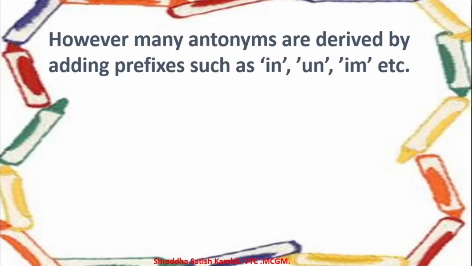However, many antonyms are derived by adding prefixes such as in, un, im, etc. So to form certain antonyms, you have to add certain prefixes. That means the original word doesn't change. The base word doesn't change. Only you add certain prefixes to it. For example, the antonym of ability is inability. So see, you have not touched the word ability. You have just added in to it.